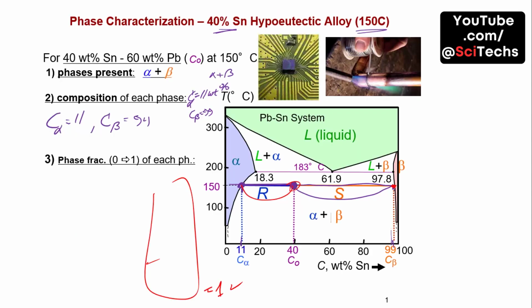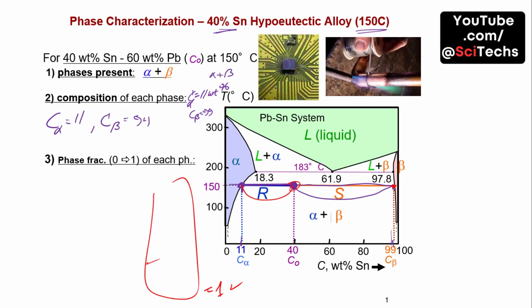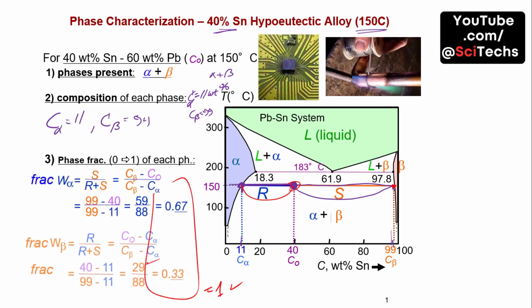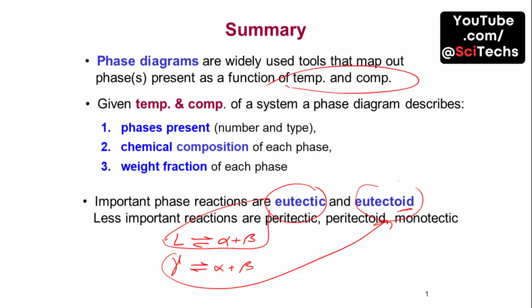Now, we move on to a 40% Sn hypoeutectic alloy at 150 degrees Celsius. Similar to the previous example, we will determine the phases, their composition, and weight fractions. This analysis helps in tailoring materials for specific applications. Phase diagrams are powerful tools that map out phases present as a function of temperature and composition. They help us understand phase reactions, such as eutectic and eutectoid, which are critical in materials science.